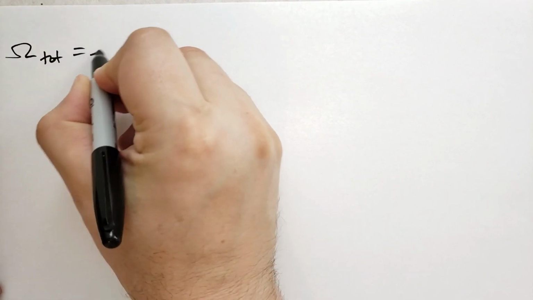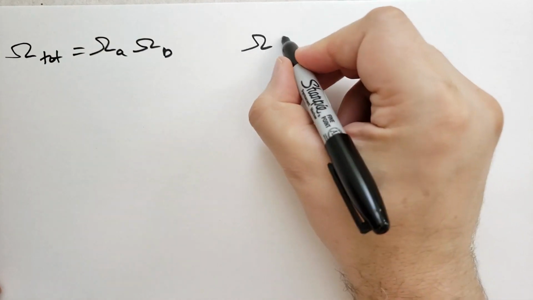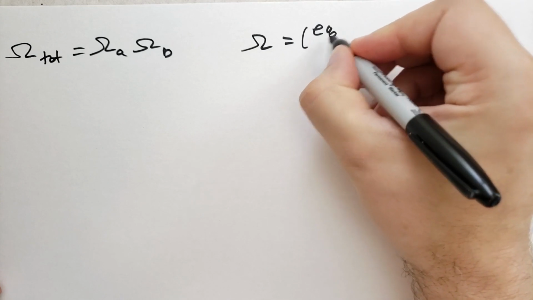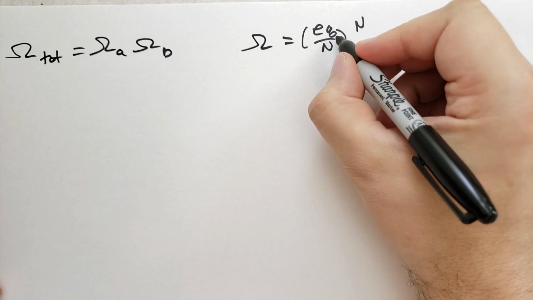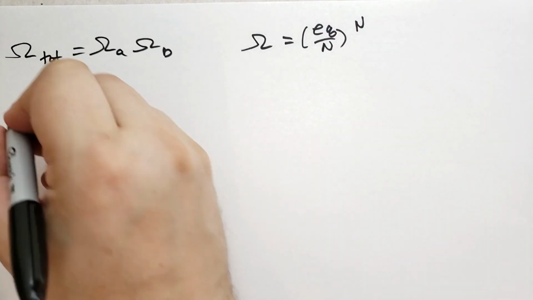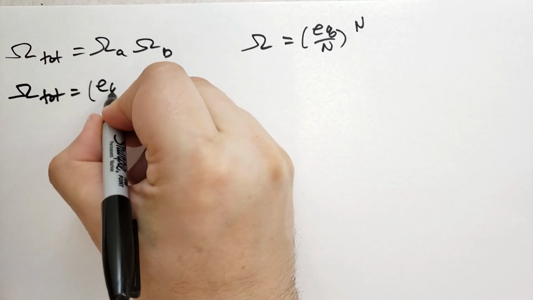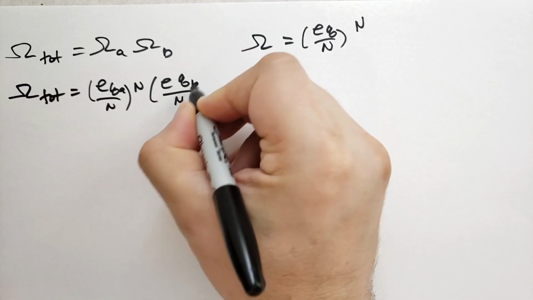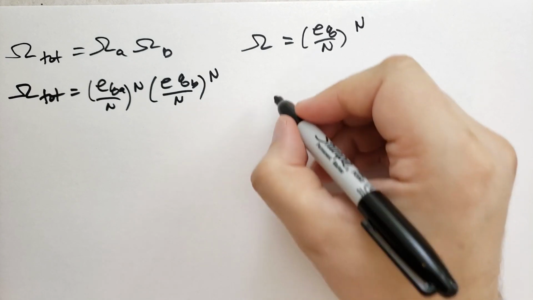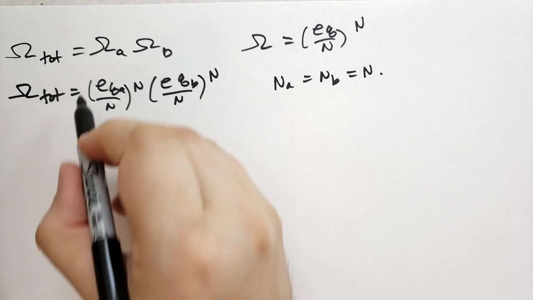So as you recall, the total multiplicity is the multiplicity of A times the multiplicity of B, and we're using an Einstein solid. So we've calculated the multiplicity is going to be eQ over N to the N, right? Q is the amount of energy that we have, N is the number of degrees of freedom. So for two Einstein solids put together, we're going to have eQA over N to the N times eQB over N to the N. This is the situation where NA equals NB, so we're just going to call that N. Okay, so they have the same degrees of freedom.